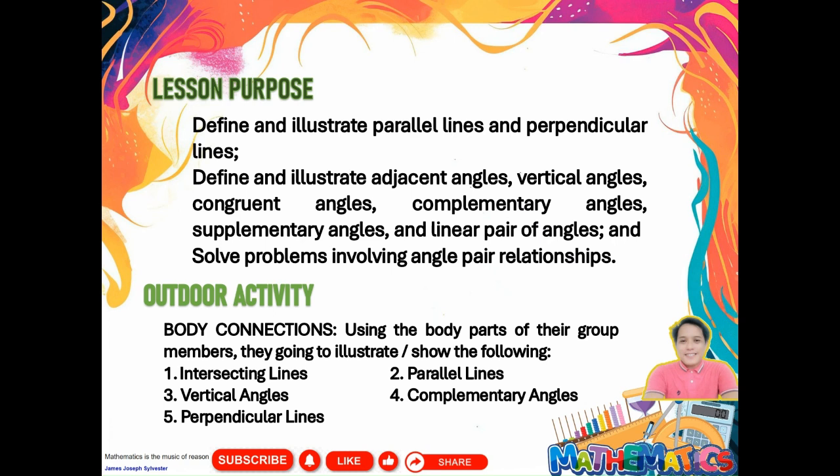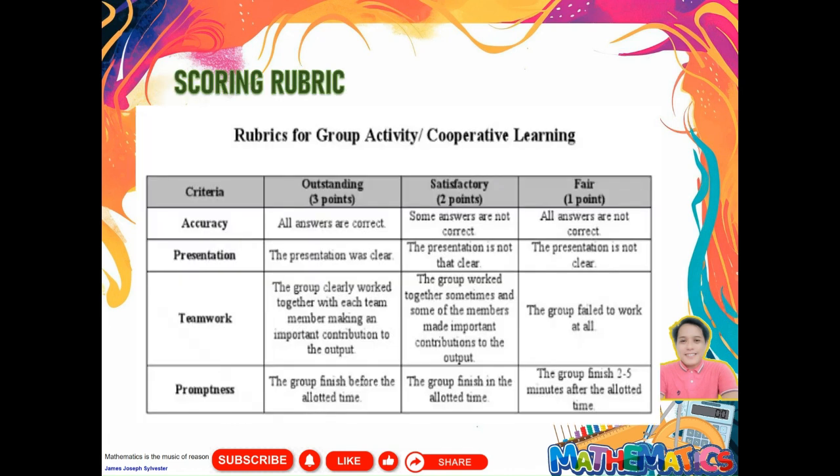For our outdoor activity, we have the body connections. Using the body parts of the group members, they are going to illustrate or show the following. The first one is intersecting lines. Second, parallel lines. Third, vertical angles. Fourth, complementary angles. And fifth, perpendicular lines.